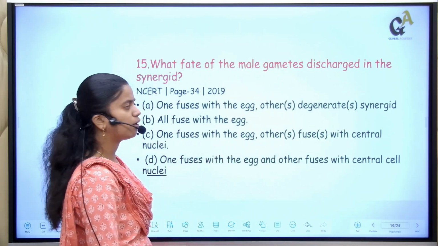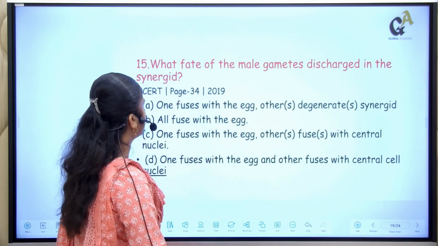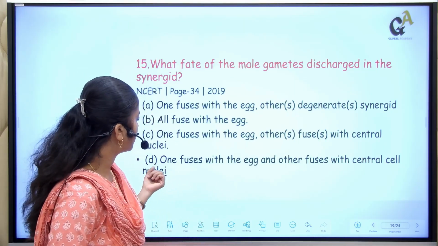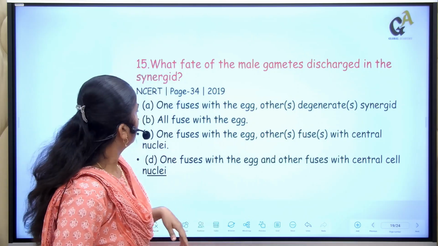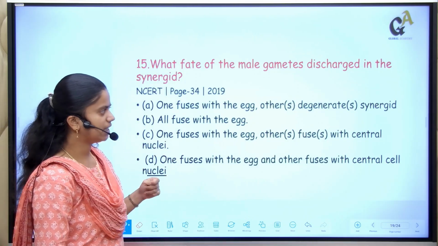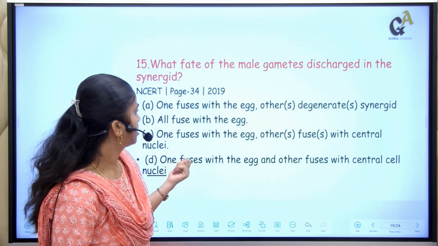Next, what is the fate of the male gamete discharged in the synergid? So let us look at the options one by one. One fuses with the egg, the other degenerates in the synergid.